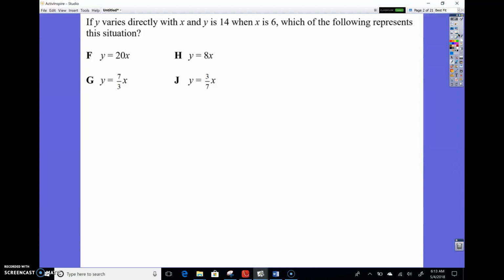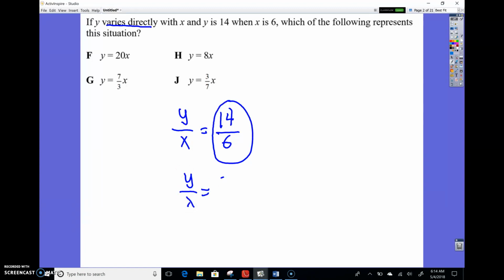Okay. If y varies directly with x, see the word varies directly? They're going to use words like that. Okay, y is equal to 14, x is equal to 6. First thing you do is this part, okay. Put 14 over 6 in your calculator and you should get 7 over 3. Then multiply the x and you get y is equal to 7 over 3 x.